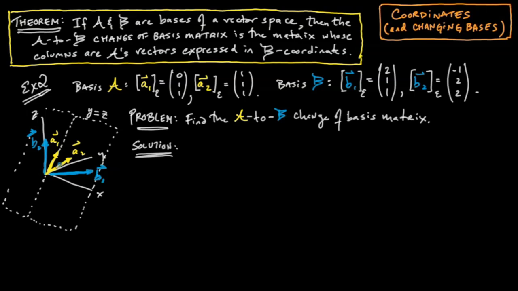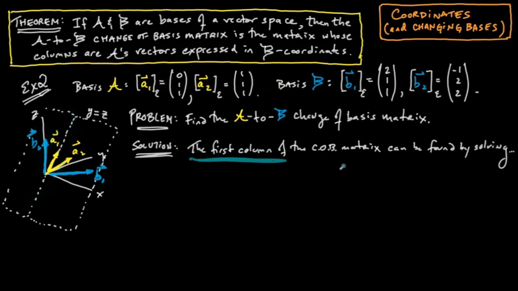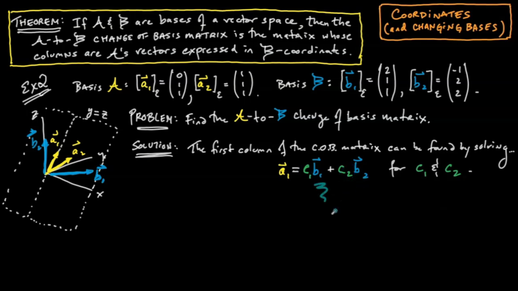The first column will be vector A1 expressed in B coordinates. So in other words, the first column of the change of basis matrix can be found by solving this equation, and we want to solve that for the scalars C1 and C2. Those are the weights we have to put on the B vectors, B1 and B2, that will allow us to get A1 as a linear combination of them. Hopefully this makes sense so far.